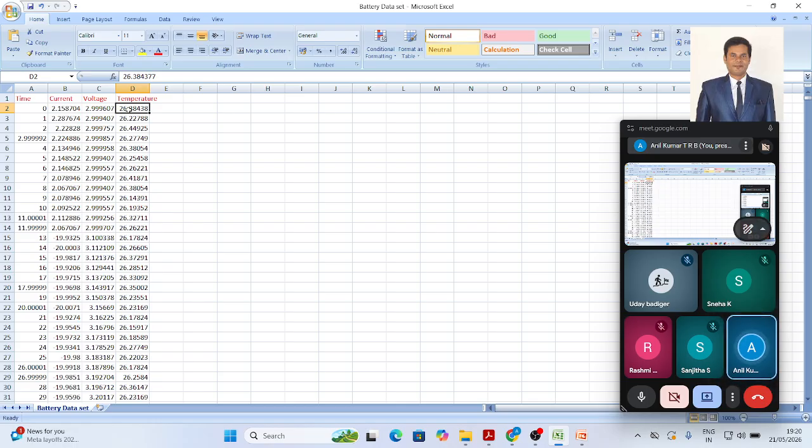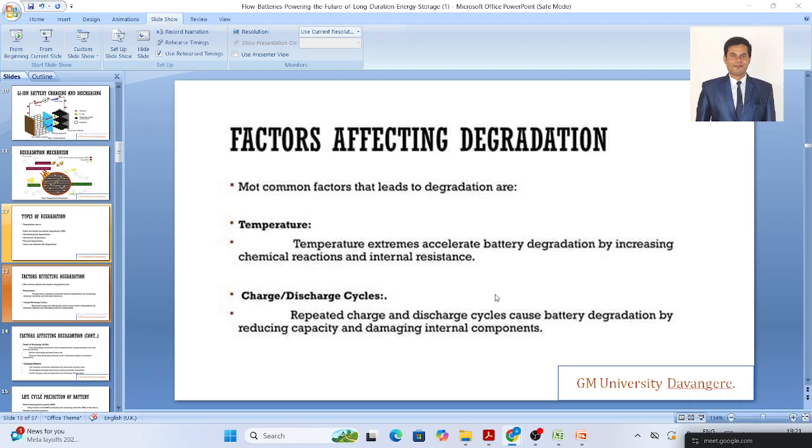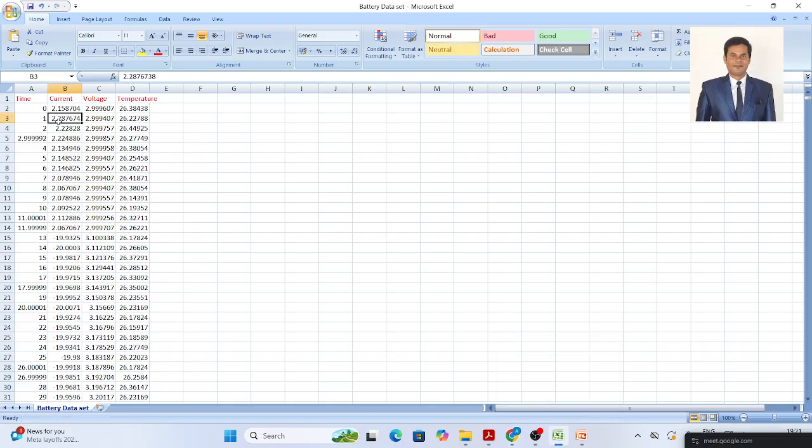The current is gradually increasing, and the voltage also is gradually increasing. So during this time you have to maintain a constant temperature. If you don't maintain the temperature, then you have to go back to your concept, right? The temperature is the actual factor which will accelerate the battery degradation by increasing the chemical reaction and the internal resistance of the batteries. So that's why you have to maintain a constant temperature. If you see the current, the voltage, the temperature is almost the same.